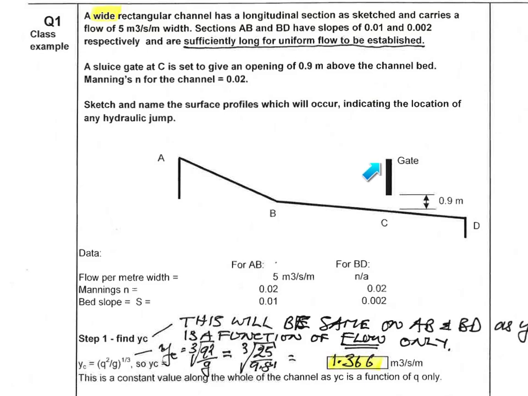And we usually have a structure of some kind. Here it's a gate, and we're given the gate opening above the channel bed. Sometimes it's a weir, and in that case we will be given the height of the weir above the channel bed. So some kind of structure that's going to interrupt the flow.